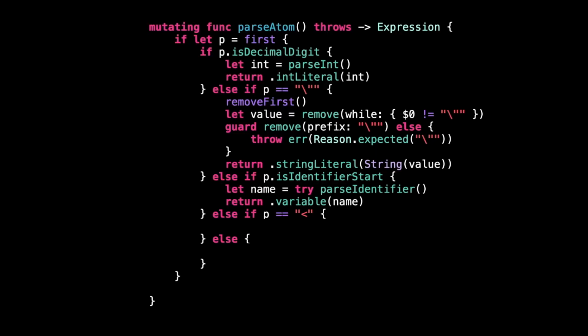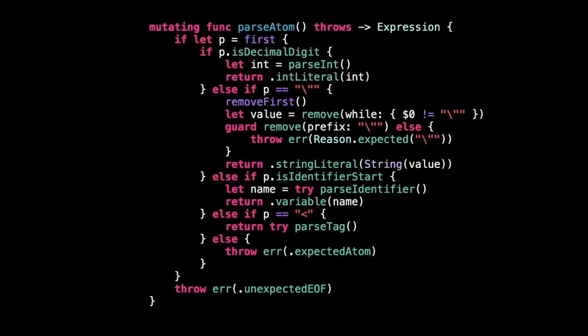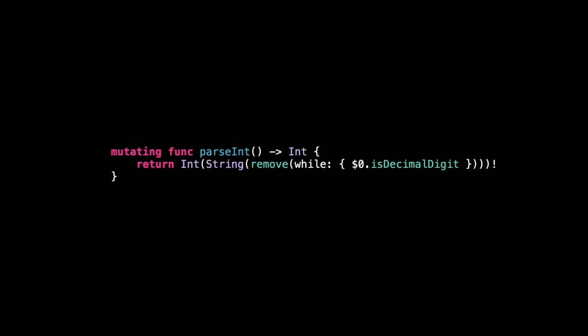Now, if we see an identifier starting character, we're going to try parsing an identifier and return it as a variable. And parsing a tag is a little bit more complicated, so we create a separate method for that. And finally, if we don't recognize any of these things, we're going to throw an error. And this is the error expected atom. So that's an enum value, and we can write lots of these enum values, each for a very specific error. And then we can later on create nice readable error messages for that. If we don't have a first character, we will say that we unexpectedly hit the end of file.